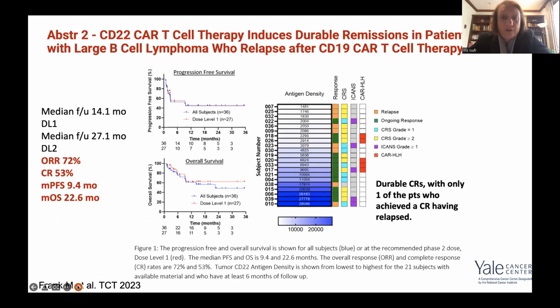And all of the complete responses have actually been very, very durable, with only 1 patient who achieved a CR having relapsed. And you can see there the progression-free survival and overall survival curves on the left look actually very good for a second-line CAR T and compare very favorably to first-line CAR T. As you can see, the majority of the patients experienced grade 1 or 2 cytokine release syndrome and neurologic toxicity associated with immune effector cell therapy or ICANS.